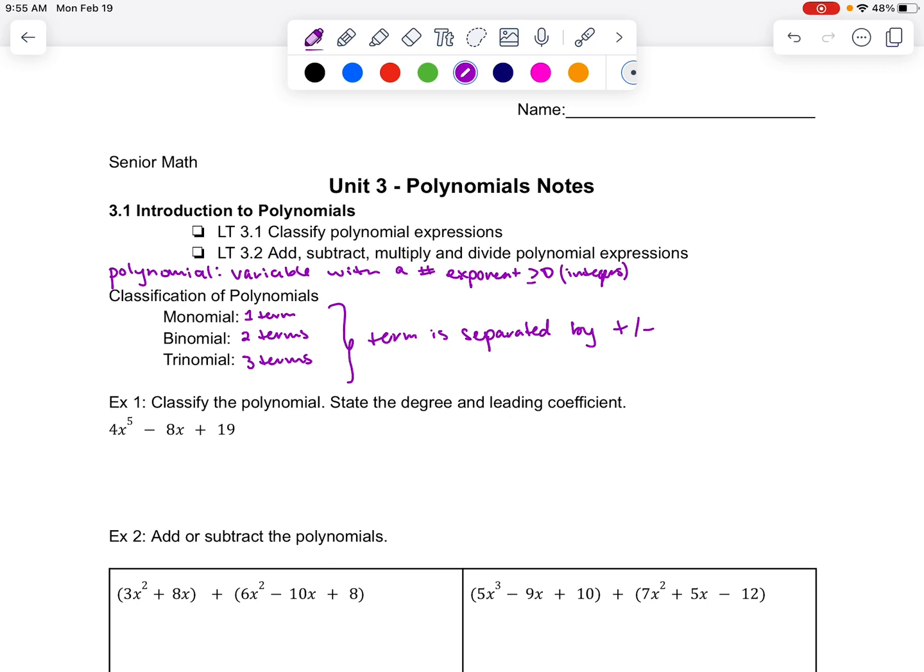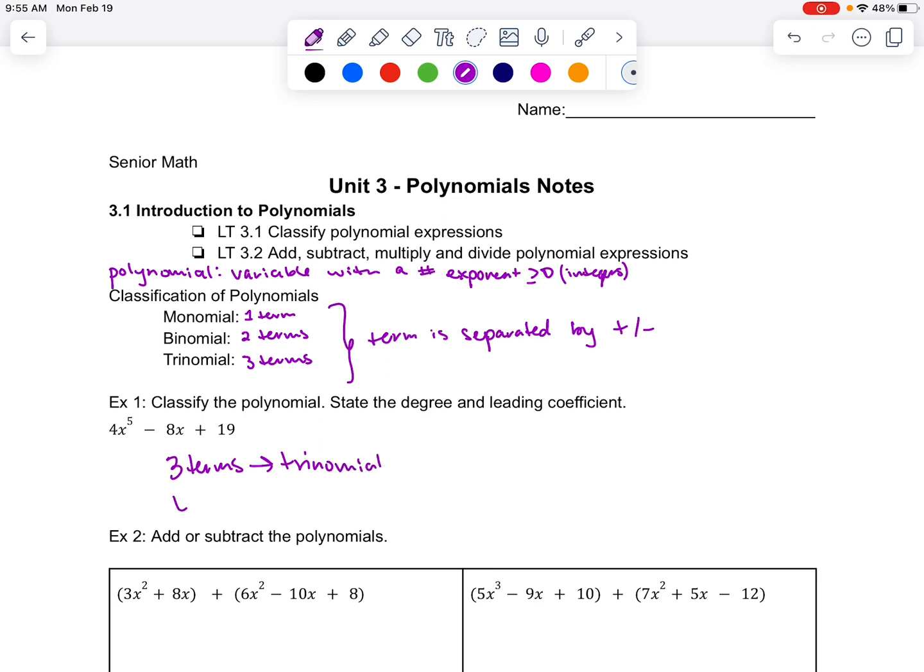So, example 1, classify the polynomial, state the degree, and the leading coefficient. So this is in proper standard form. That's something else you need to know. Standard form means that your exponents go in the highest order down, so you're descending in order. So I went x to the 5th, x, no x, okay? So looking at this, I have 1, 2, 3 terms, because a term is separated by the plus or minus, right? So I'm separating that there. Three terms is going to be a trinomial.